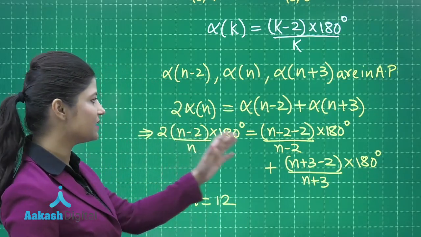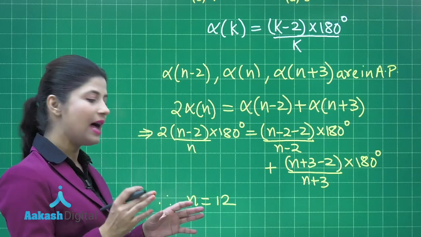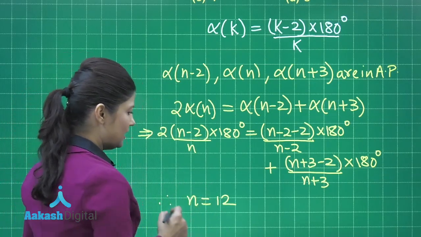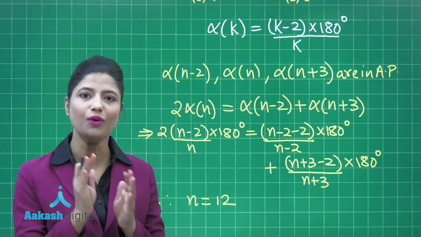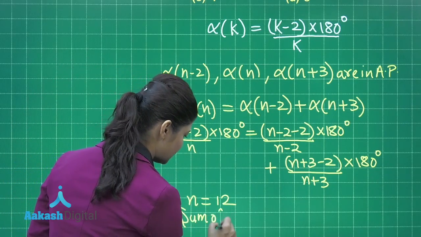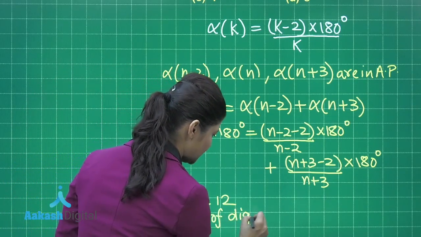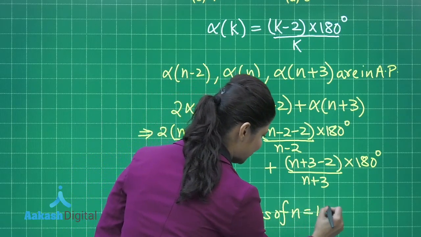Very first, you can cancel out 180 degrees by taking it common from both the sides and simplify this to get the value of n. But in this question, you don't need the value of n. You need to obtain the sum of digits of n. So I could definitely write here sum of digits. Here, sum of digits of n is definitely 1 plus 2, that is 3.